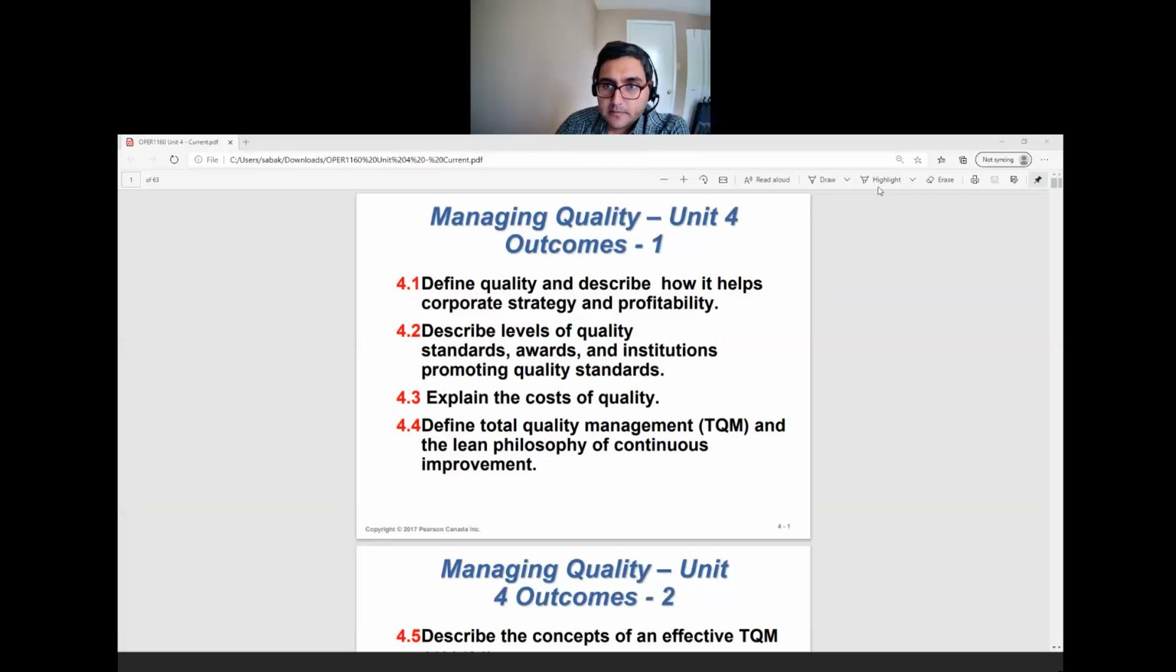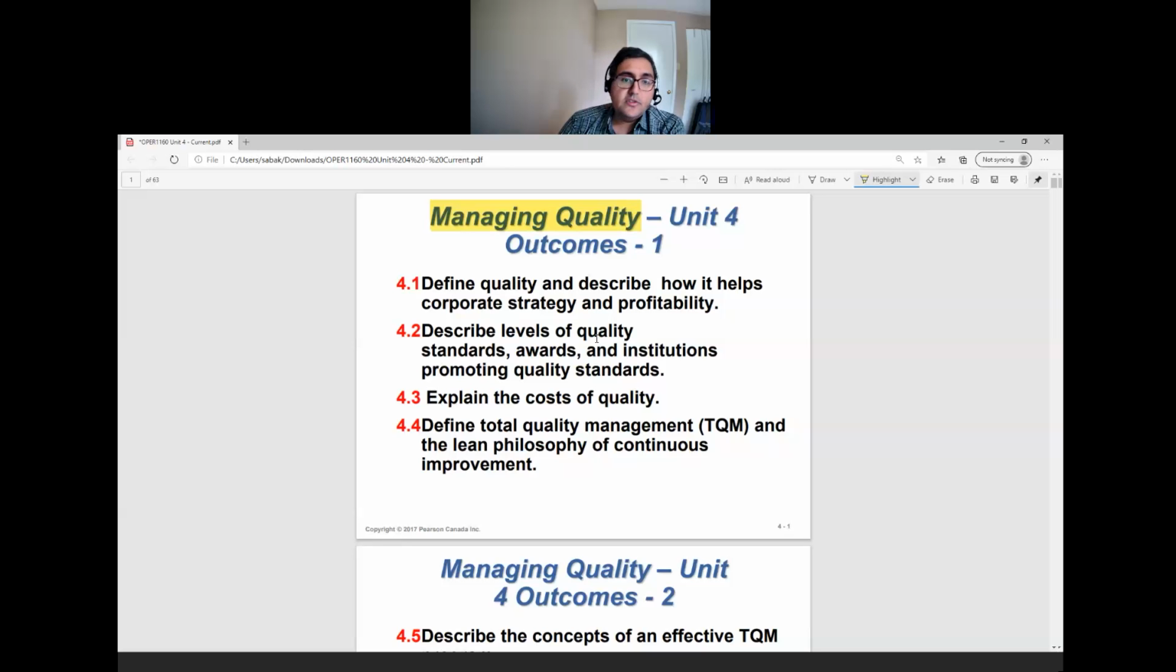So, welcome to Unit 4, Managing Quality. These are the different outcomes from this unit. We will be first defining quality and describing how it helps in the corporate strategy and profitability. We will be discussing the levels of quality standards, the different awards, and the institutions promoting quality standards.